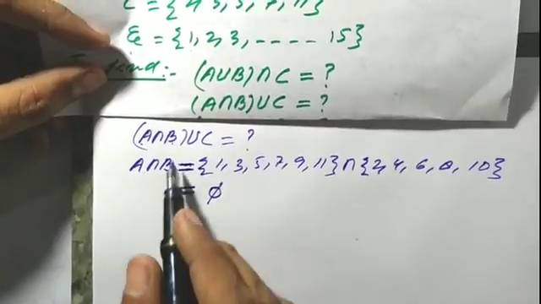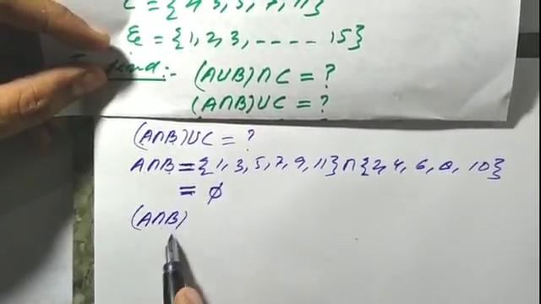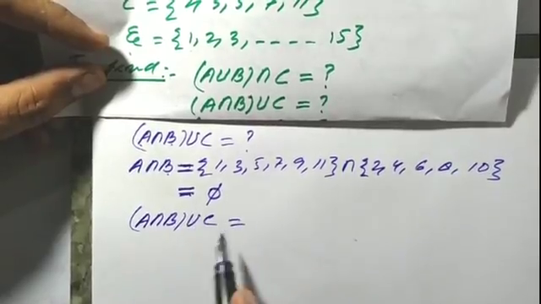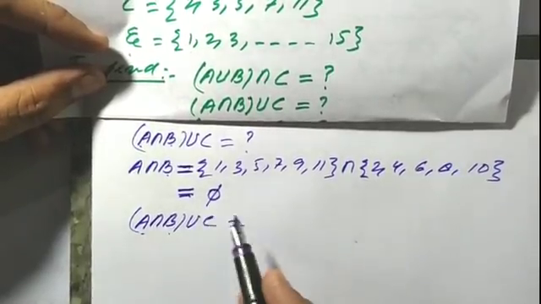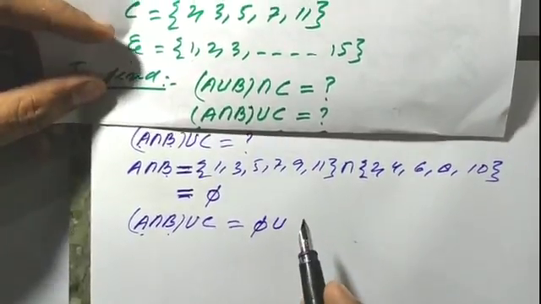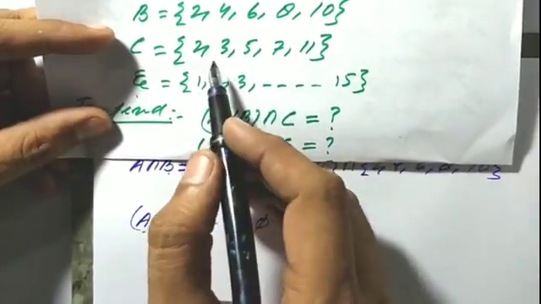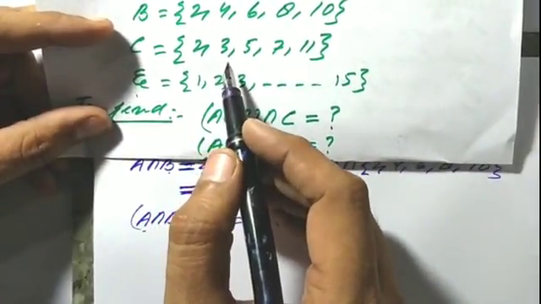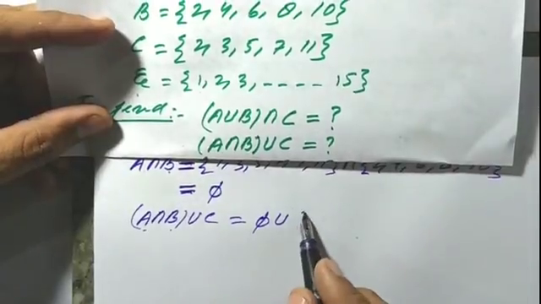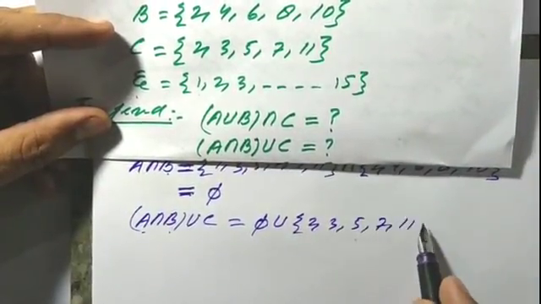Now we have to find A intersection B union C. Write down the value of A intersection B we have found, that is the null set, union C. And what is C? As you see, C is 2, 3, 5, 7, 11. That means C is the set of all the prime numbers from 2 to 11. So write down 2, 3, 5, 7, 11.